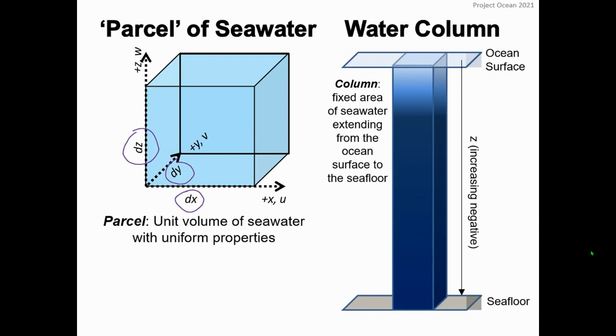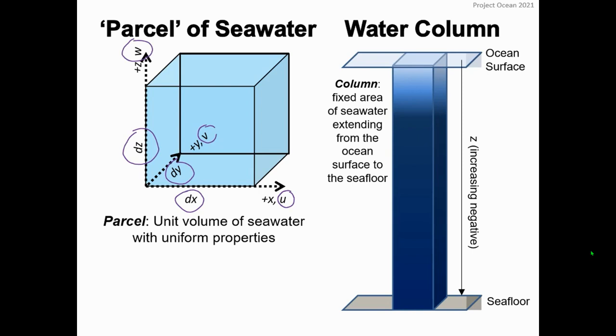Now, in addition to our unit lengths, x, y, and z, in Cartesian space, we define velocity in the x direction as u, velocity in the y direction as v, and velocity in the z direction as w. We'll get to that later when we talk about physical circulation.